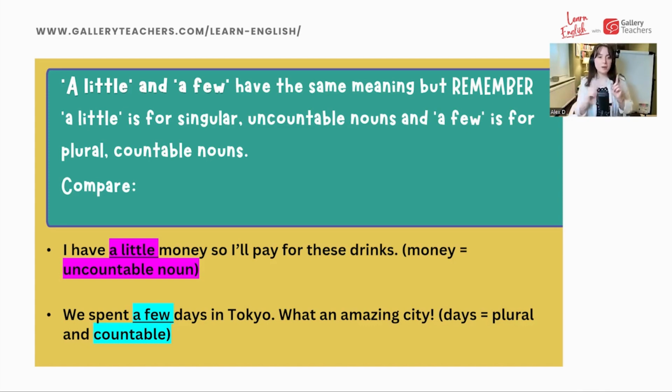Now, we compared little and few. Now we're comparing a little and a few. They also have the same meaning, but remember, a little is for singular, uncountable nouns, and a few is for plural, countable nouns. Compare. I have a little money, so I'll pay for these drinks. Okay, like some. I have a little money, so I'll pay for these drinks. Money, uncountable noun. We spent a few days in Tokyo. What an amazing city. Days, plural and countable, a few days.